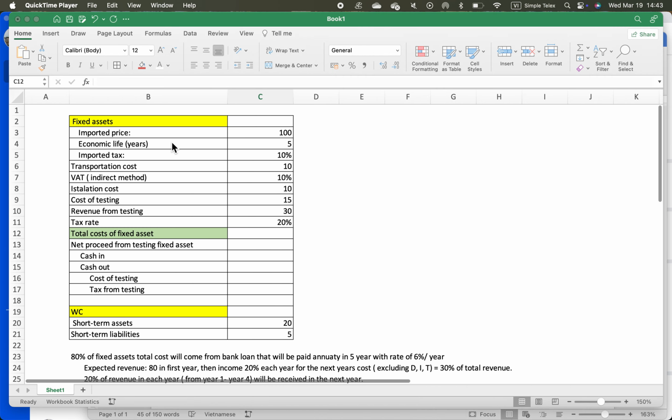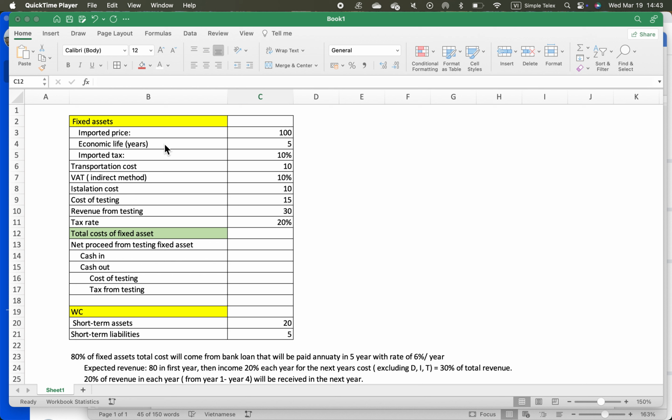And this is the problem we are facing. So we are in a company, and the company is trying to answer the question of if the project is accepted or not. And the information about the project is the fixed asset will be imported, okay, with the price of 100.